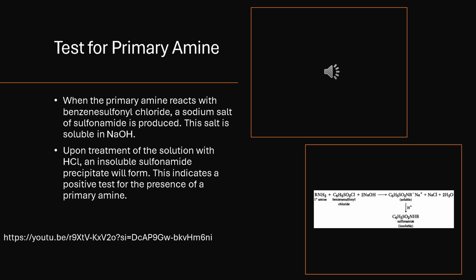So if our unknown amine is a primary amine, it will react with benzene sulfonyl chloride, and a sodium salt of sulfonamide will form. And this salt is soluble in NaOH. So since we have NaOH in our test tube, we will not see any residue in the test tube. However, upon treatment of this solution with HCl, an insoluble sulfonamide precipitate will form. So we'll see some precipitate at the bottom of the test tube, and this indicates the positive test for the presence of a primary amine.